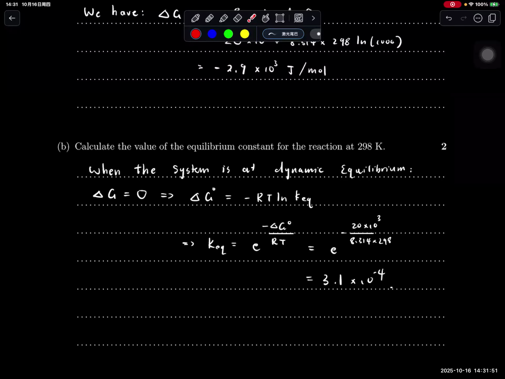If you had a look at some of the extension material, you should also know that at dynamic equilibrium, every macroscopic change goes to 0. So that means the general delta G goes to 0. Then your Q becomes Keq. You can rearrange for delta G to get that equation, and then you can rearrange for Keq to finally get the value using your delta G in standard condition.